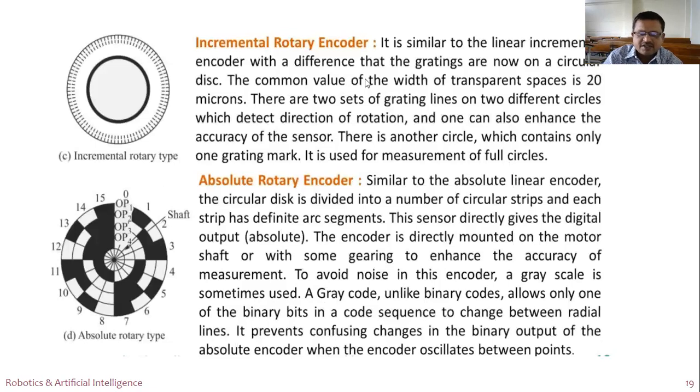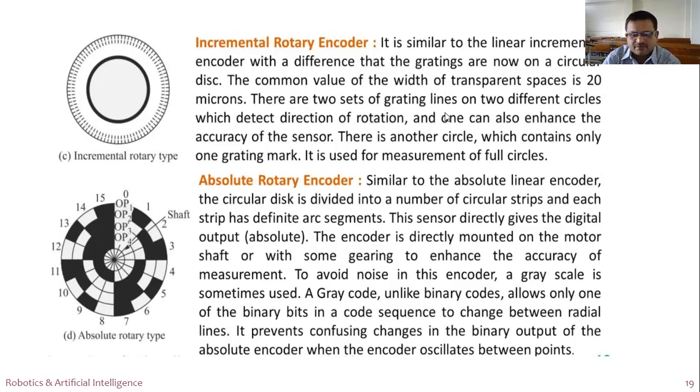Next is the incremental rotary encoder. It is similar to the linear incremental encoder, with a difference that the gratings are now on a circular disc. See that here the gratings are on a circular disc. The common value of the width of transparent spaces is 20 microns.